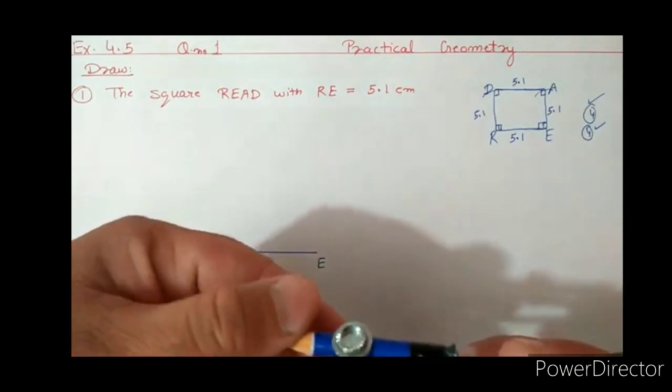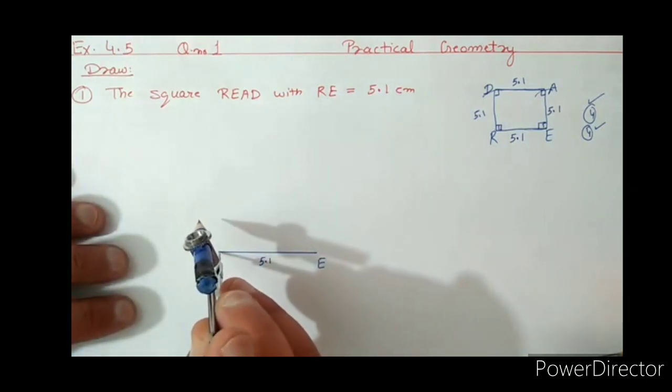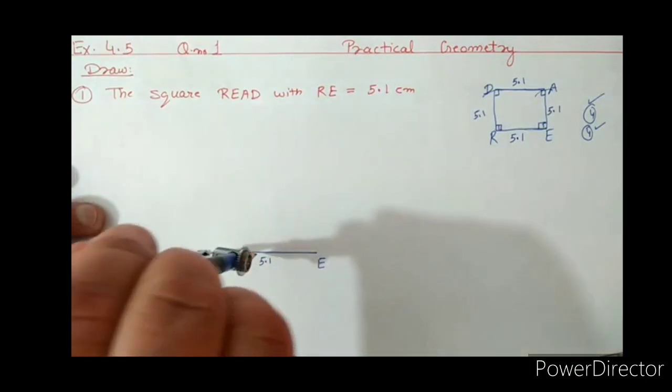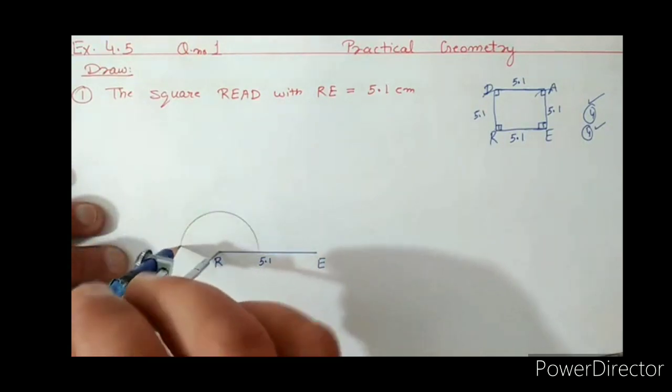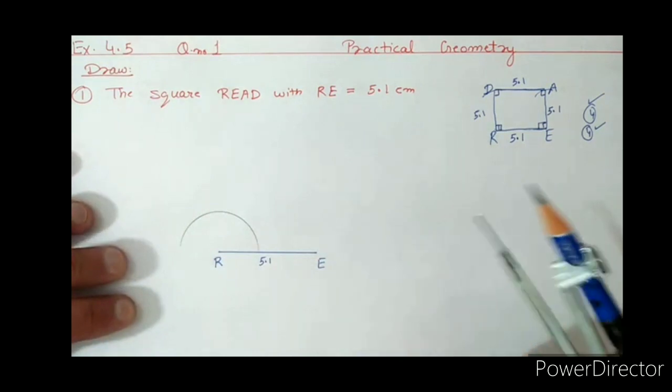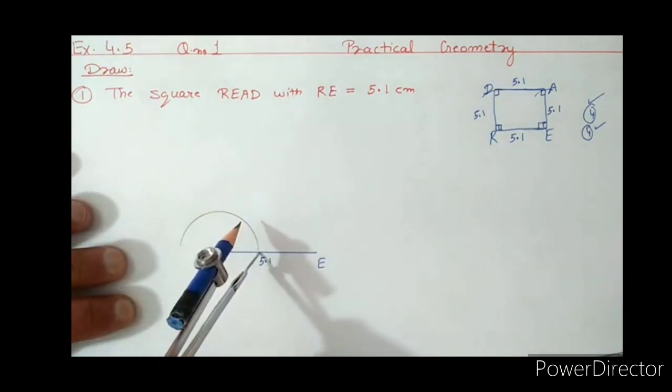The video is not clear, so I'm using the pen, but drawing line and all use pencil only. Okay. Now at R I'm constructing 90 degree. You can construct at E also, no problem. Any convenient radius. Draw a lengthy arc.